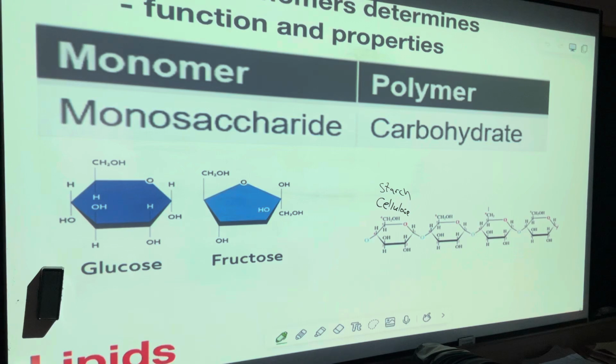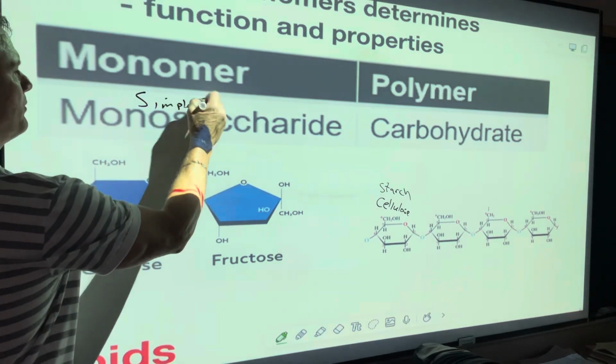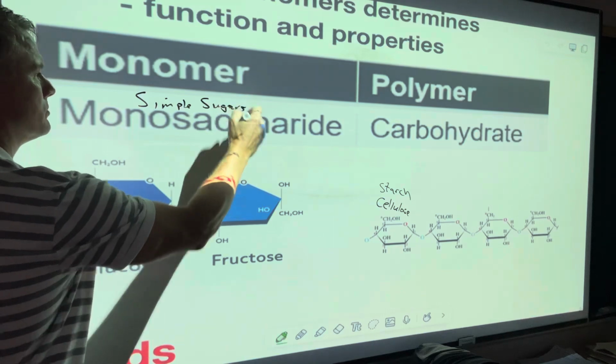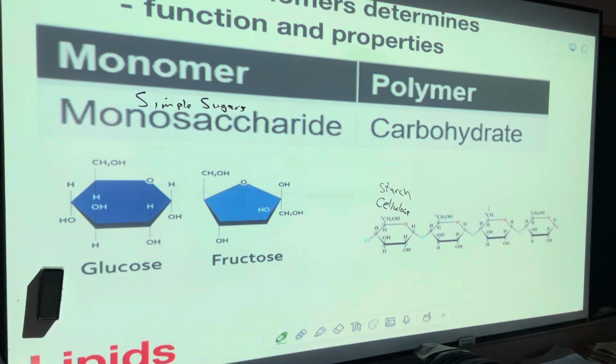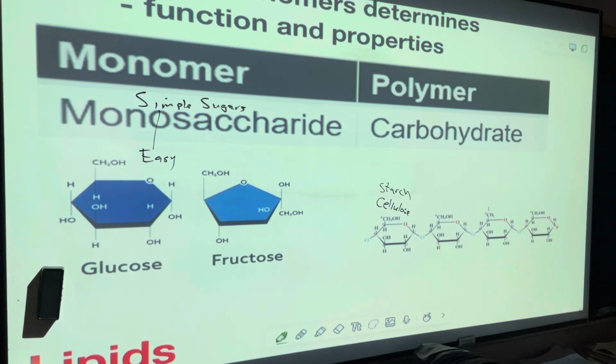Okay, so another name for these is simple sugars. Monosaccharide: one sugar, simple sugar. Simple just means it's very easy to obtain the energy from it.